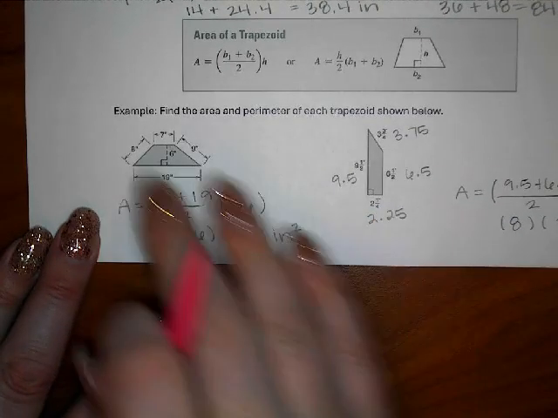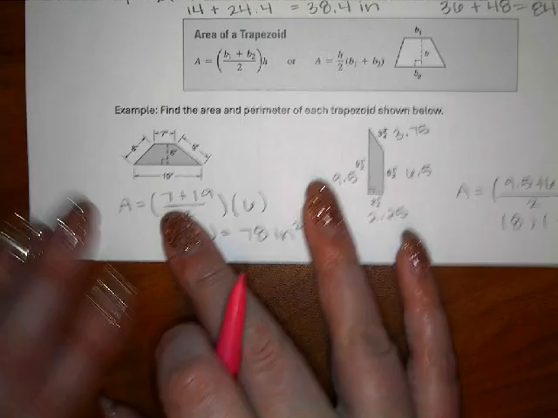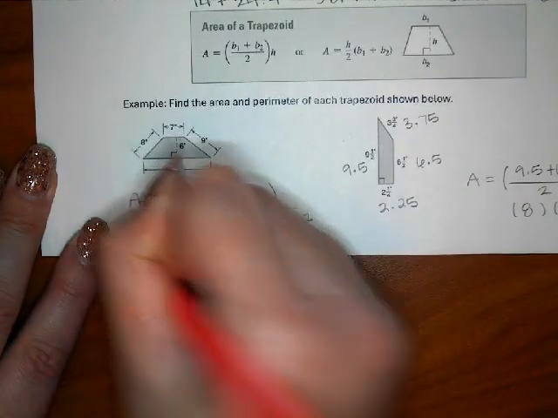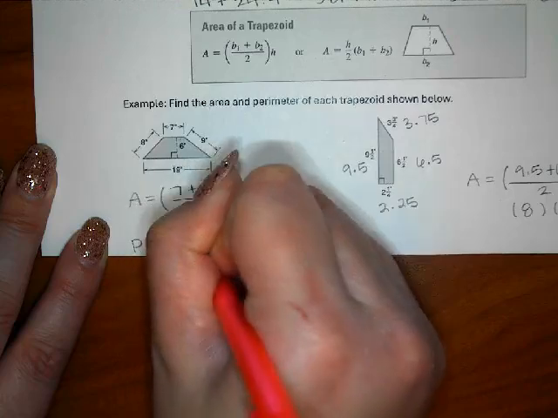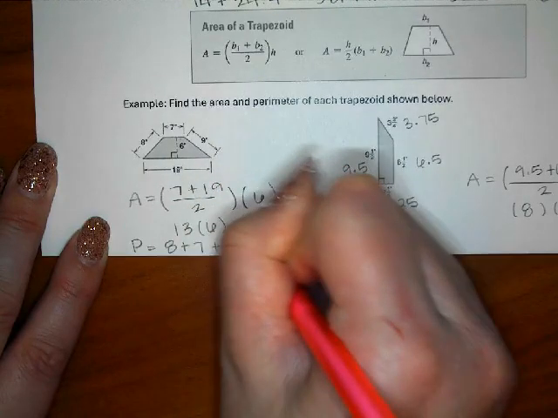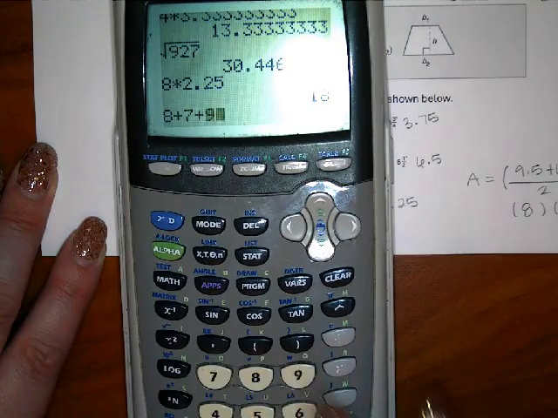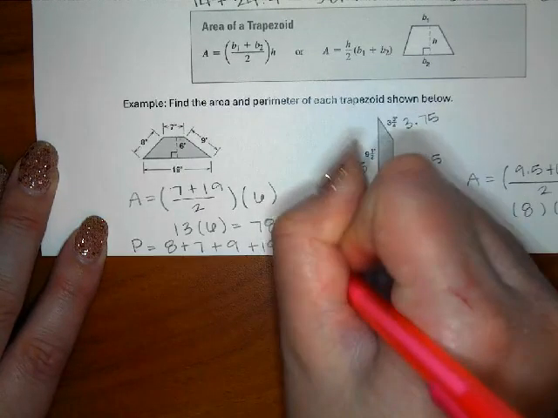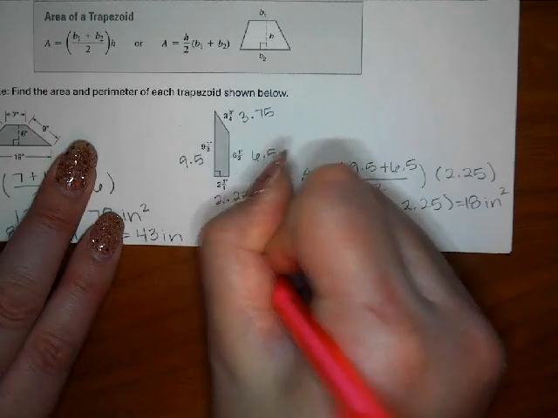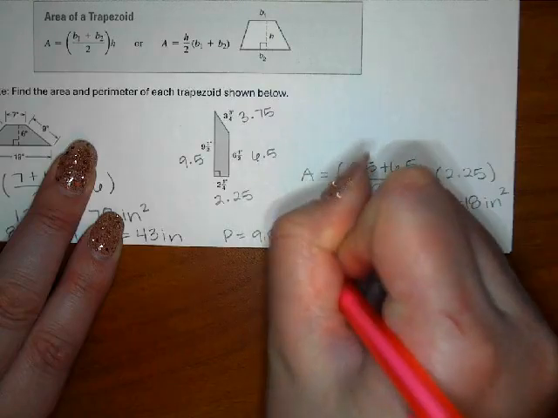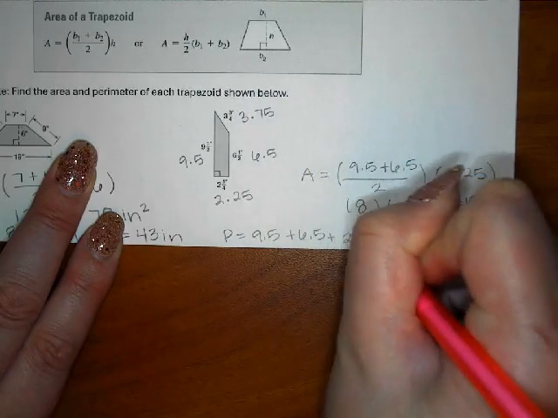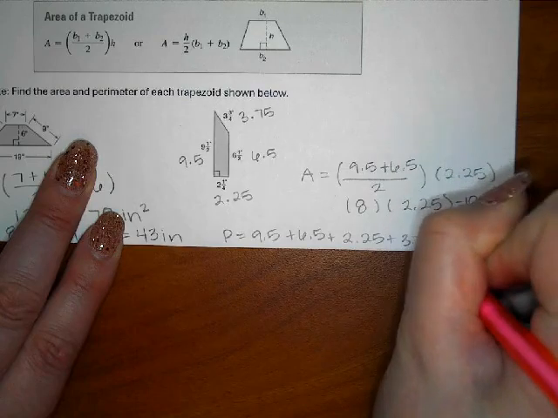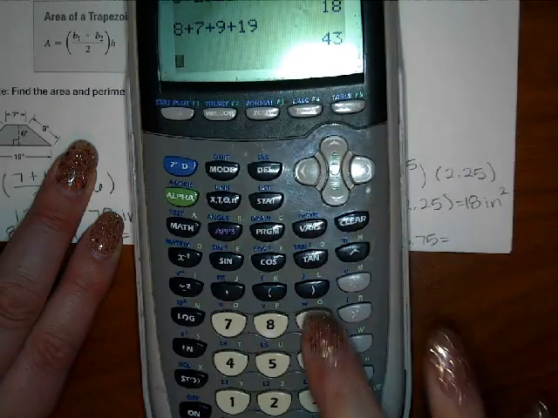So the perimeter is 8 plus 7 plus 9 plus 19. 43 inches. The perimeter is 9.5 and 6.5 and 2.25 and 3.75. 22 inches.